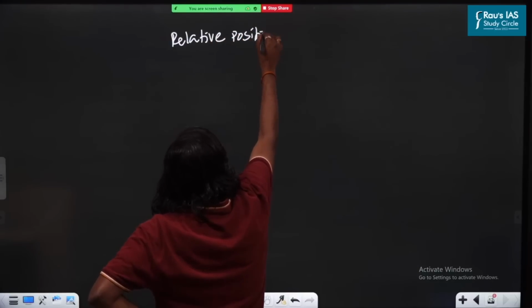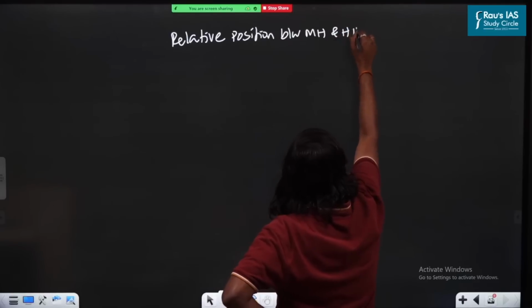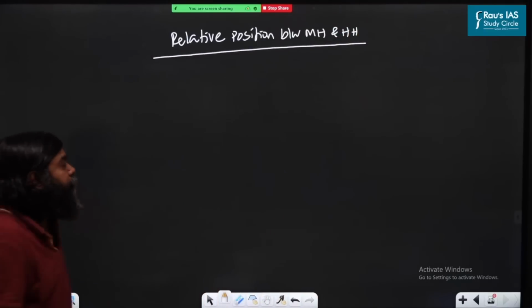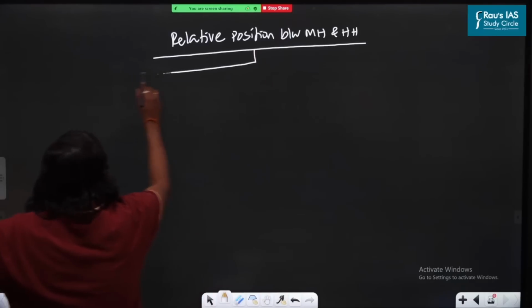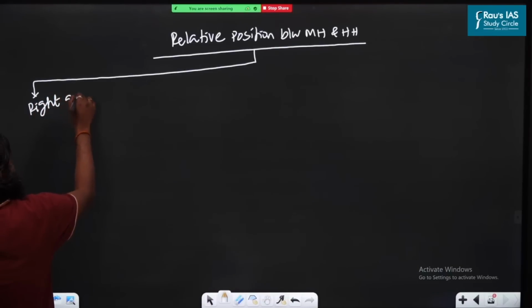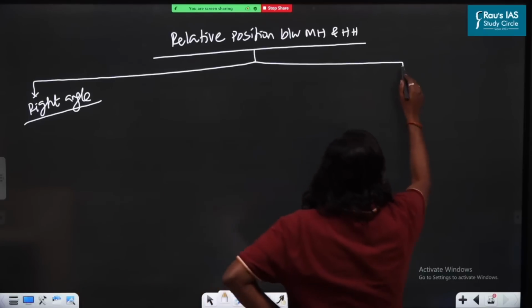Relative position between minute hand and hour hand. Both minute hand and hour hand are at right angles to each other. Both minute hand and hour hand are in a straight line.